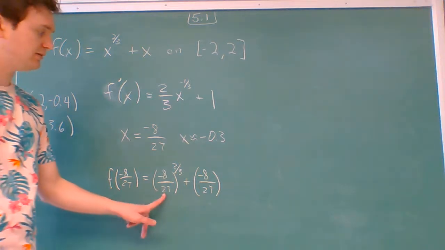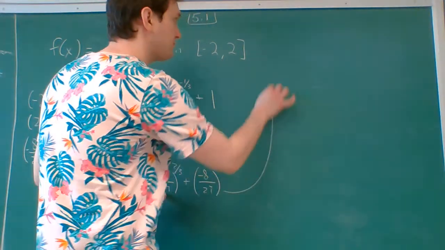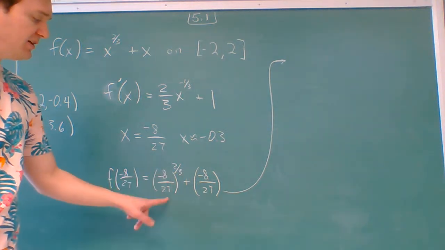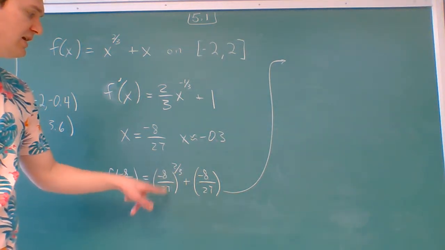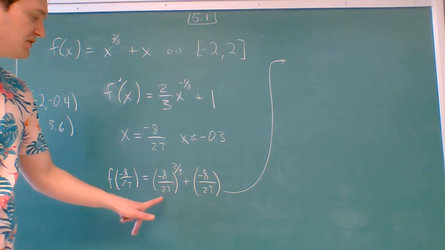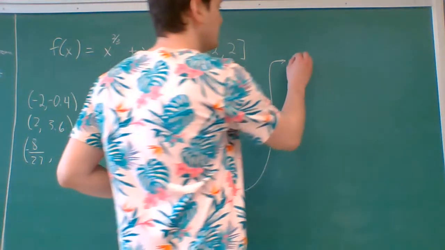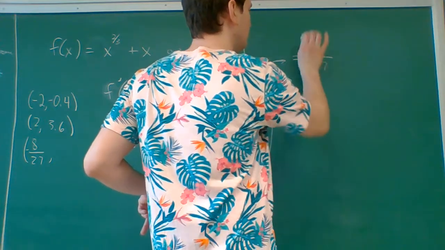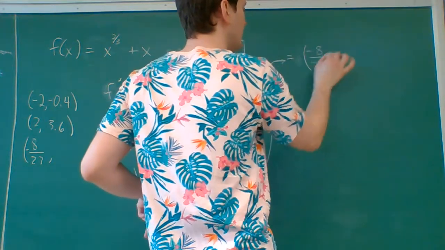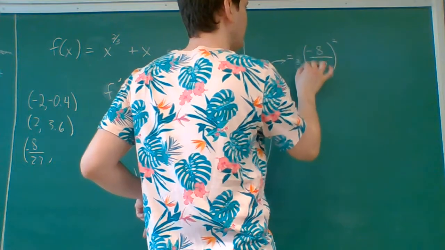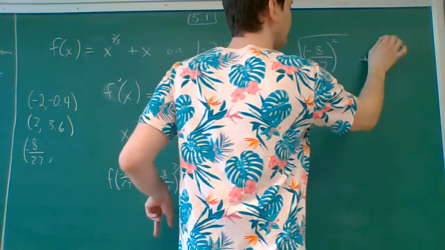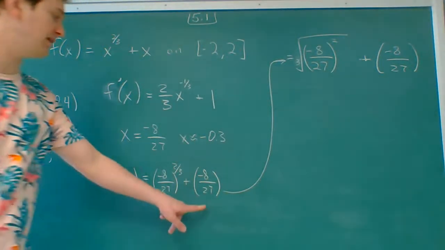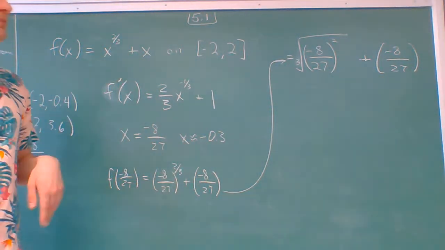Okay, this is not as bad as it looks because both of these numbers are perfect cubes, 8 and 27. And -8 over 27 raised to the 2/3 is the same as -8 over 27, all squared and cube rooted. And then plus, I still have that plus -8 over 27 hanging out at the back. That was because of the plus x here.